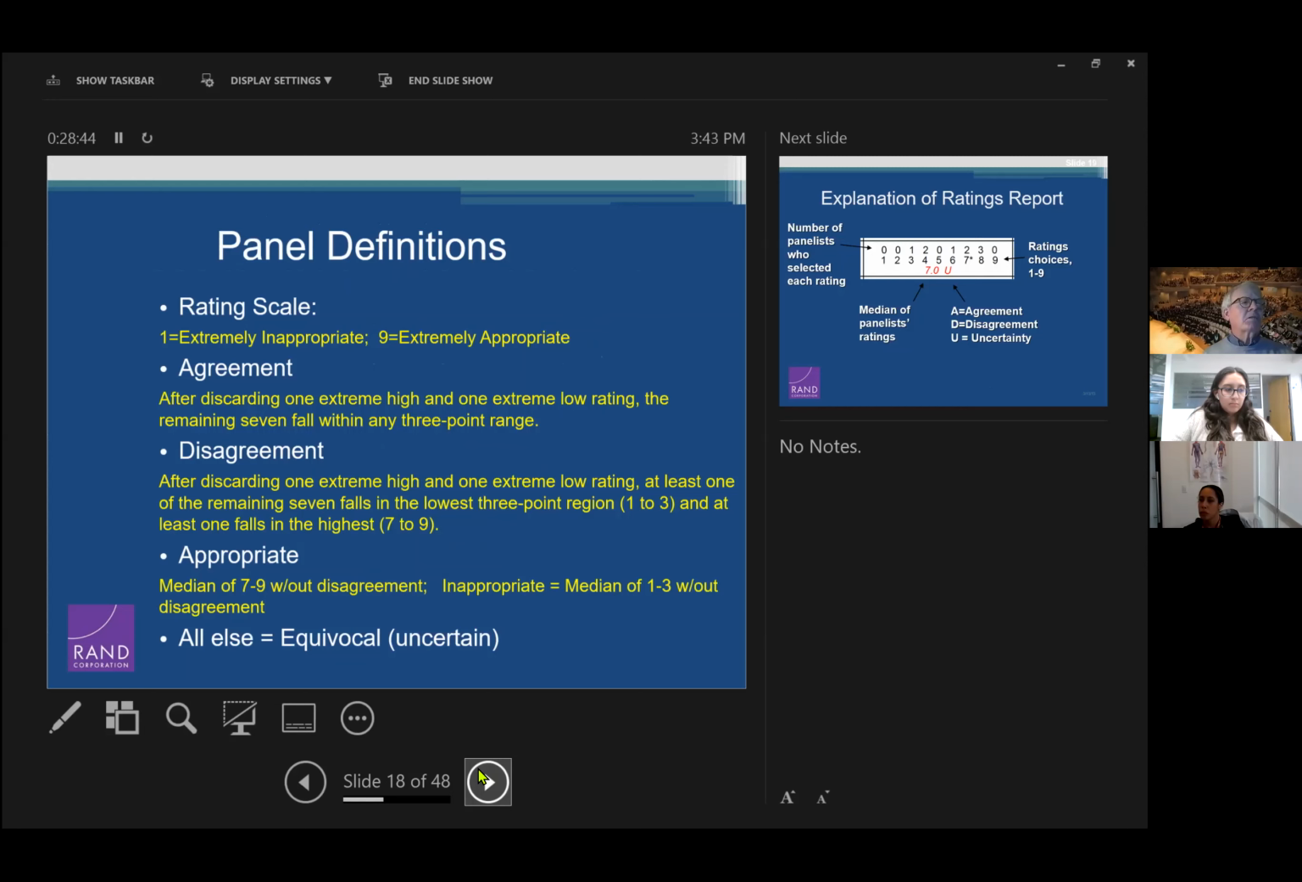And appropriate is when you got a median of 7 to 9 without disagreement, and inappropriate is when it's 1 to 3 without disagreement. So the ones that we want when we measure the inappropriate care, we want the ones for which there's agreement that it's appropriate, and we want the ones for which there's agreement that it's inappropriate.